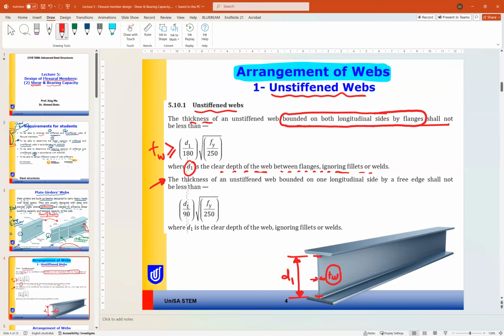Okay. The thickness of unstiffened web bounded only on one longitudinal side should be doubled. So the thickness of the web should be D1 over 90 times root of F yield over 250, where D1 is the clear depth of the web again.